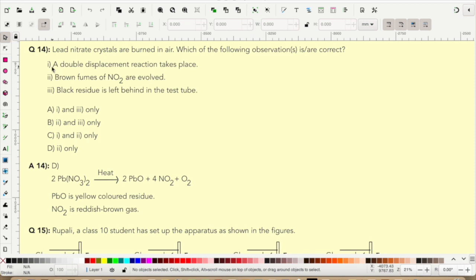So the first statement that says a double displacement reaction takes place is wrong. This is decomposition reaction, not double displacement reaction. Second is brown fumes of NO2 are evolved. This is right. Third is black residue is left behind in the test tube. It is not the black residue, it is yellow residue or PbO that is left behind in the test tube. So statement 3 is also incorrect. Only statement 2 is correct. Option D that says only statement 2 is correct is the right choice.